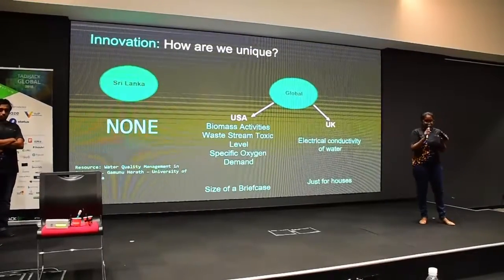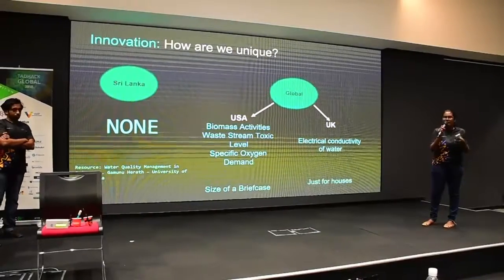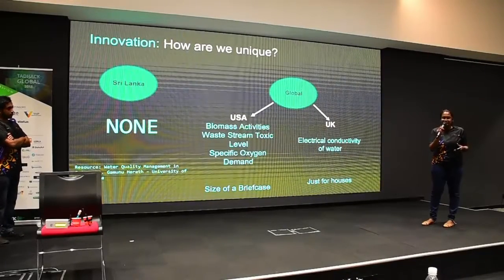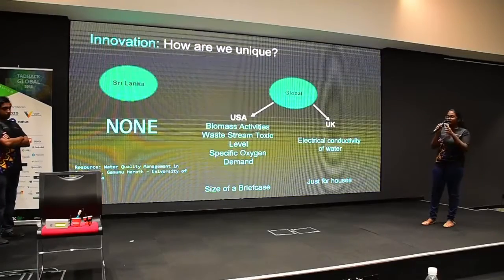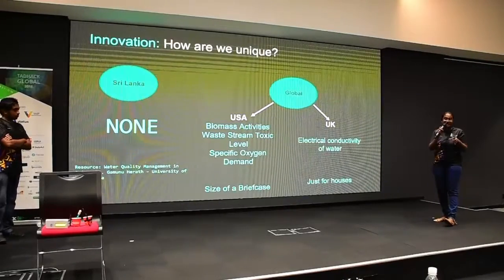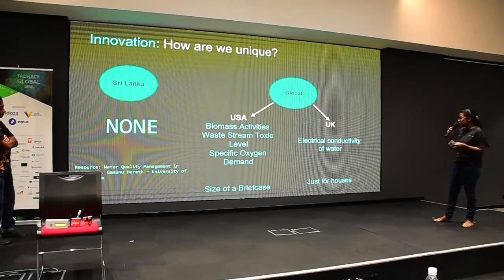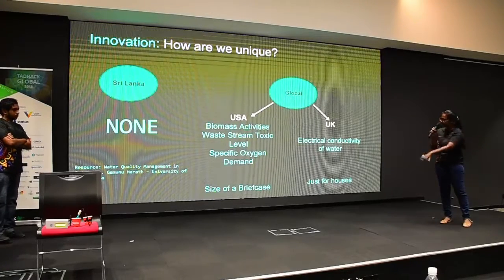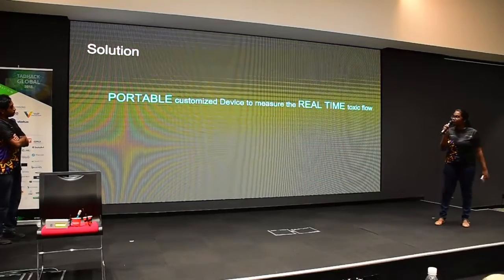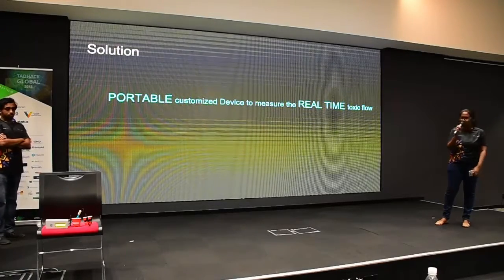So before introducing our solution, let me introduce the innovation and how we are unique. In Sri Lanka, there is no product which can detect pollution beforehand. On a global level, we have only two. The first one is in the USA, but it is the size of a briefcase. It's very big, it's not portable. And the second one is in the UK, which is just implemented for homes. So thereby, we introduce our solution, which is a portable, customized device to measure the real-time toxic flow of waterways.